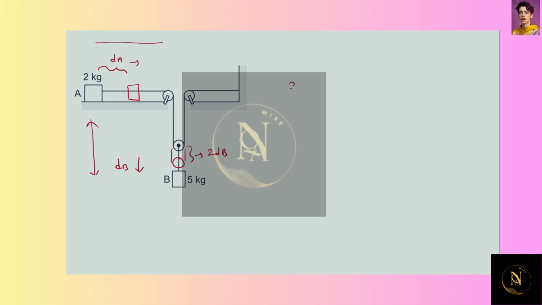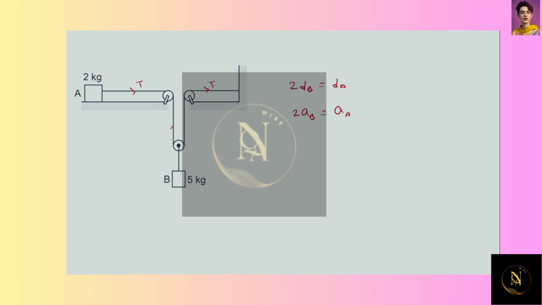So 2 times dB will be equal to dA, and differentiating this equation 2 times will get us 2 times the acceleration of B equal to the acceleration of A. Now let us say that the tension in the rope is T, and this T will be equally distributed in the entire rope because the rope is connected through frictionless pulleys.